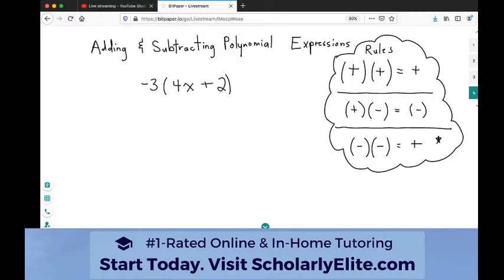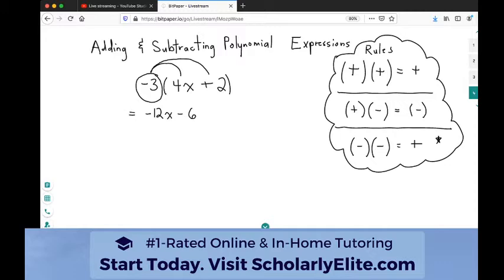So let's ask ourselves a couple questions. When we've got -3 and it's being multiplied in here, I'm saying, what is -3 times positive 4x? So that's going to become -12x. Okay, let's do the second part of the Saber-Tooth rule. What is -3 times positive 2? Well, again, a negative times a positive is going to become a negative. So this is going to become -6. And this is our final answer.